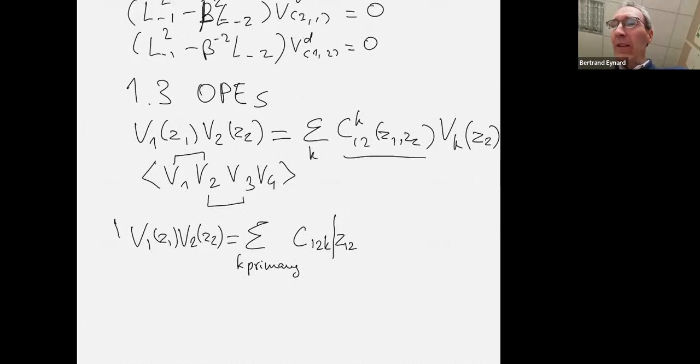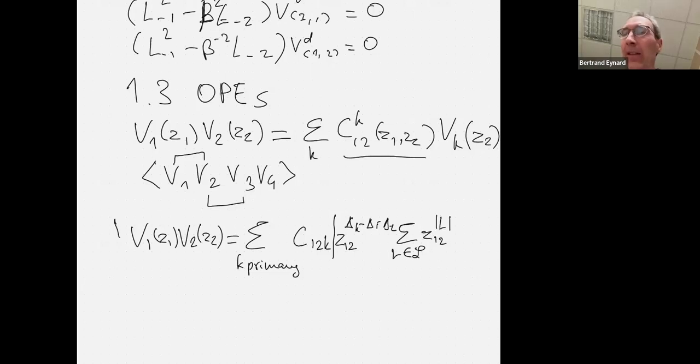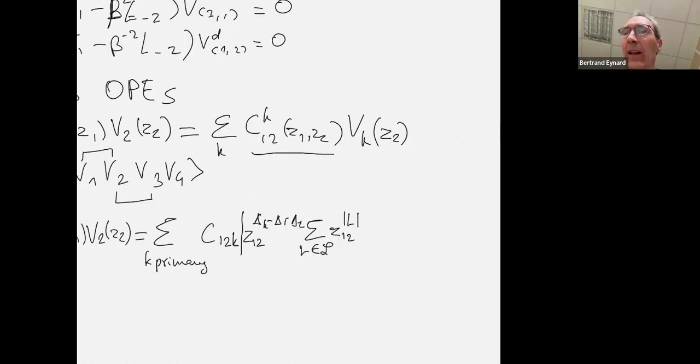And then there's a sum over descendants, a sum for some L belonging to some curvy L, which I will define soon. And what do we sum? We sum yet another z-dependent factor, which is z to the |L|, the level of the creation operator L. And then there's a coefficient F_{Δ_k, L}^{Δ_1, Δ_2}, all this modulus squared, times L L̄ V_k(z2).